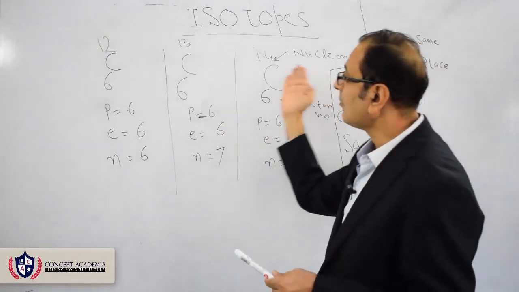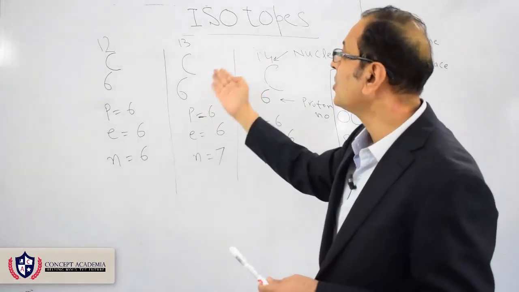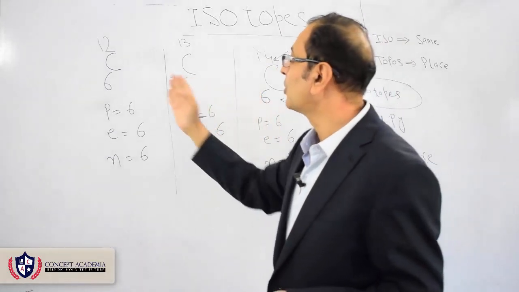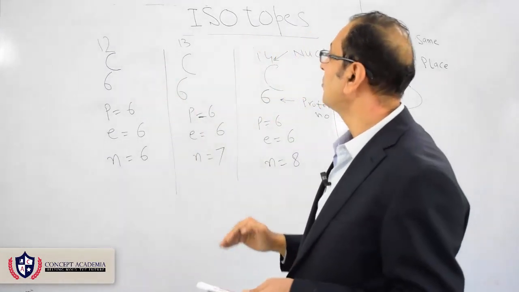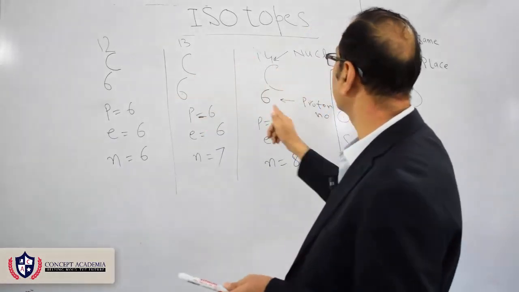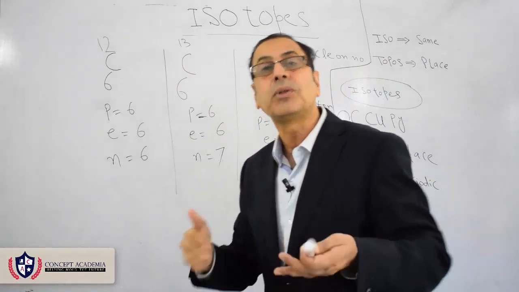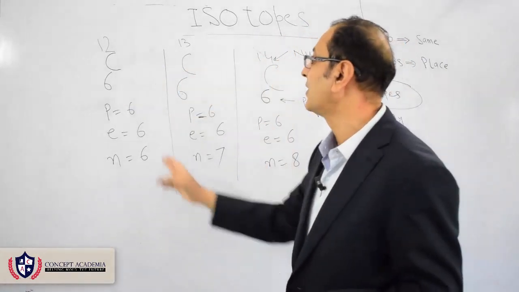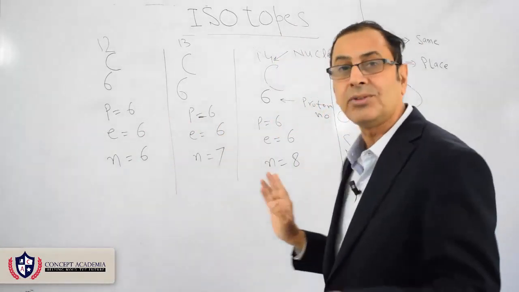So I have given you the number of protons, electrons, and neutrons for each type of carbon. They are the different atoms of the same element, having the same proton number but different numbers of nucleons. You can also say that they are atoms of the same element having the same proton number but different numbers of neutrons.